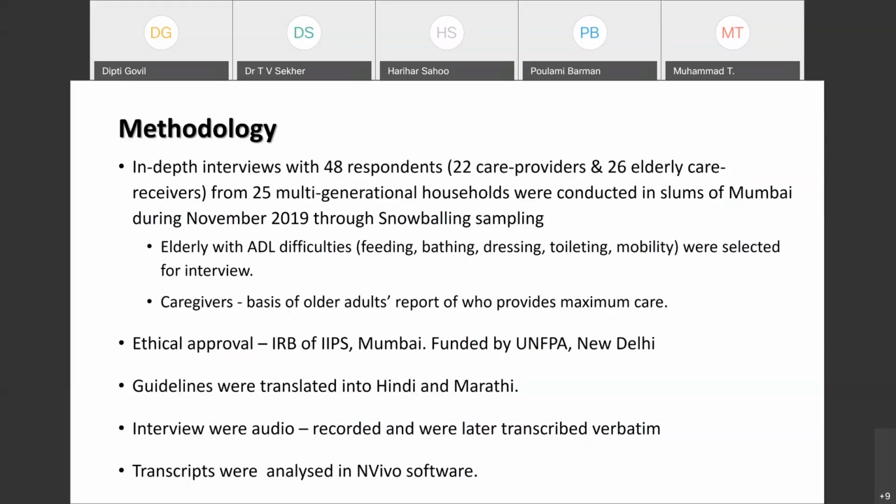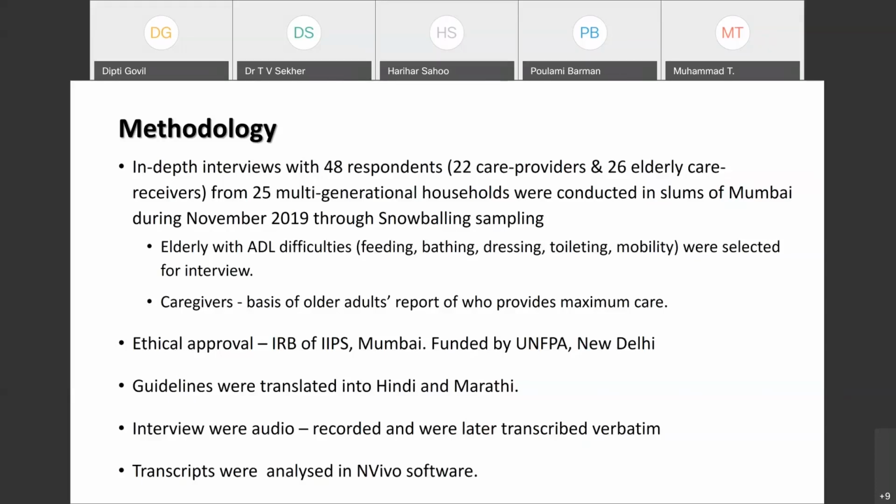The caregivers were decided based on the older person's report of who provides the maximum care. We obtained ethical approval. This small study was conducted over around 20 days. We got approval from the IRB of IIPS Mumbai, and it was funded by UNFPA.